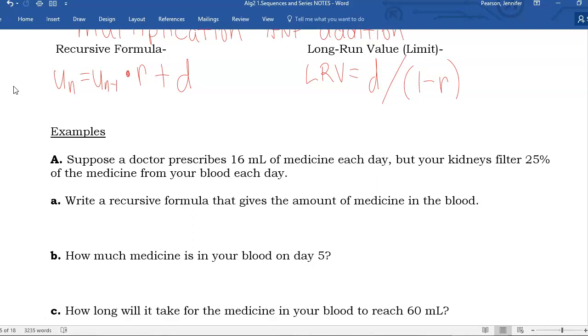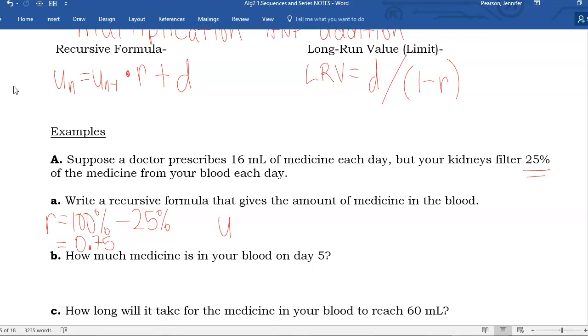So we need to calculate our ratio, and to do that, we're going to think about our percent decrease formula from the previous lesson. To calculate our ratio, we start with 100% of the medicine in our blood, and then the kidneys are filtering or removing 25%. 100% take away 25% is 75%, and I know to represent my percent as a decimal, 75% would be 0.75.